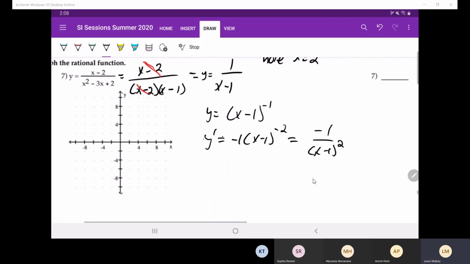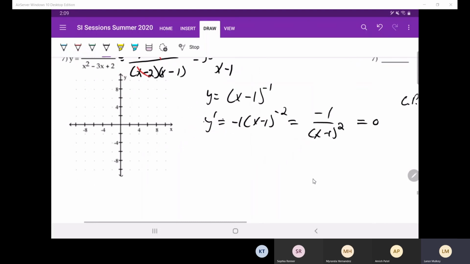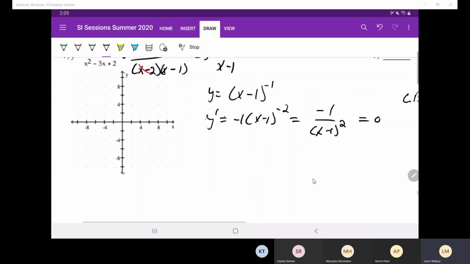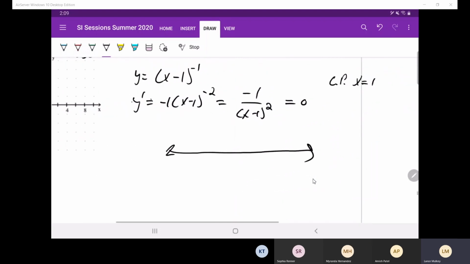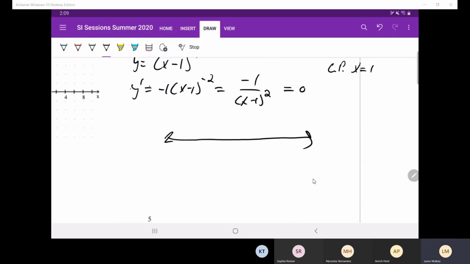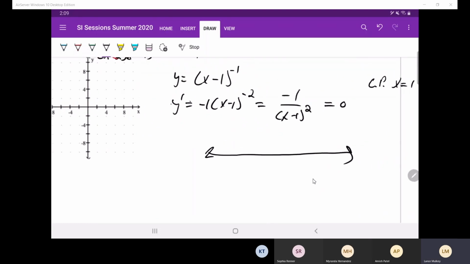So now, set this equal to 0. You get critical point at x equals 1 because it does not exist at that point. What this also means right here is you have an asymptote at x equals 1. Now, if you take the derivative again, you're going to get the same result. So you don't really need to take the derivative because you're just going to get this. You're going to get a negative 2 or 2 on top, and you're going to have an x minus 1 cubed.